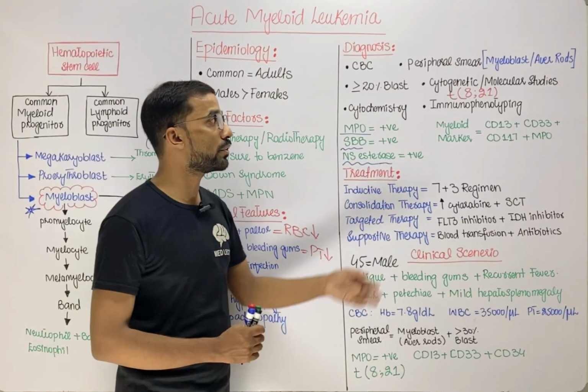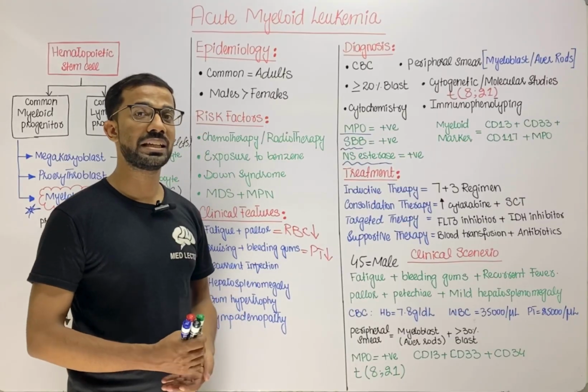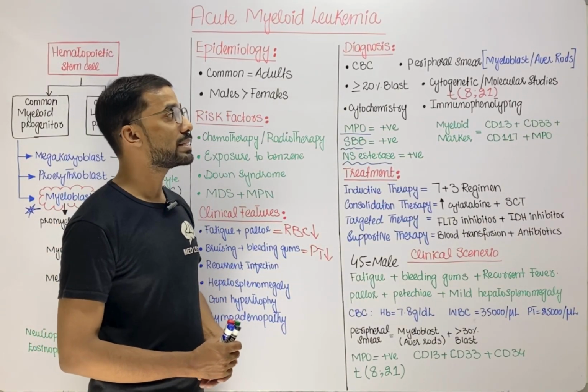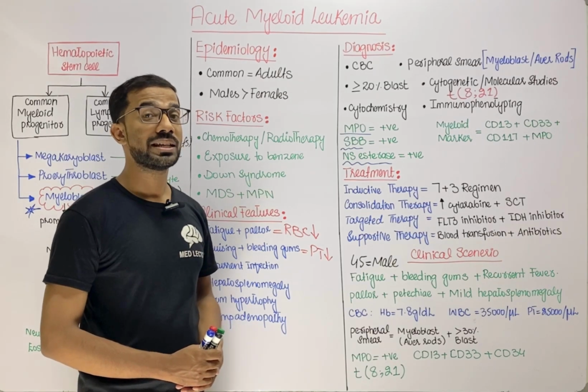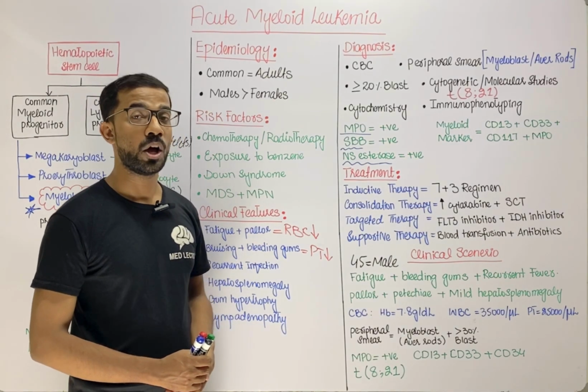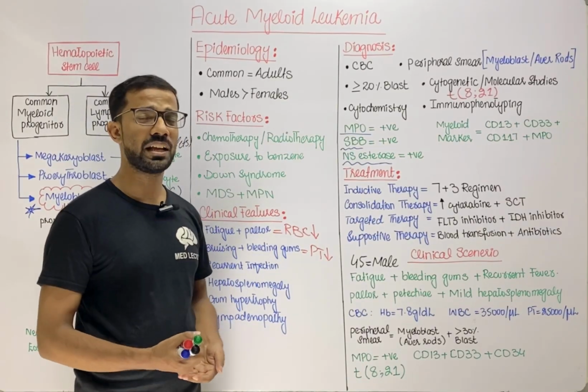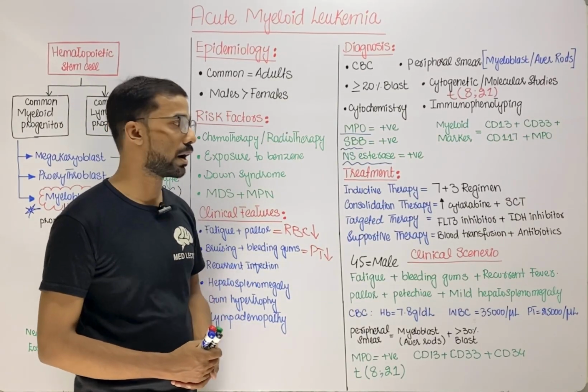Next is immunophenotyping. You will detect the markers of the myeloid cells: CD13, CD33, CD117, and MPO. We can detect them through flow cytometry. This is a technique used in the detection of these markers.